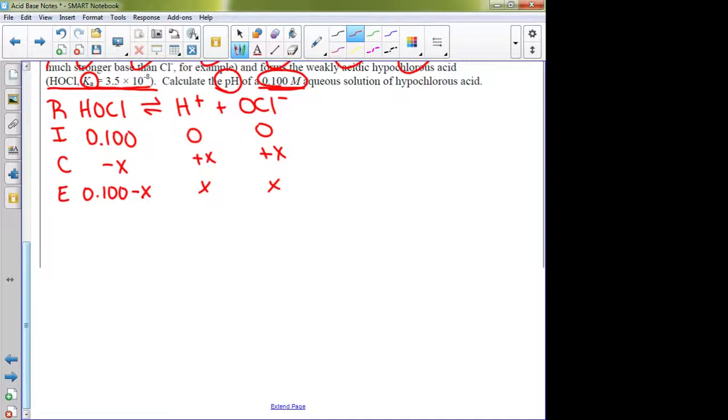Next step is to set up my equilibrium expression, so I can do my products over reactants. Remember, we always write the expression first. Now on the AP exam, you may have already written the expression in steps above, so you wouldn't need to rewrite it. But if you hadn't written it yet, then you would need to write your expression first. So we do products over reactants.